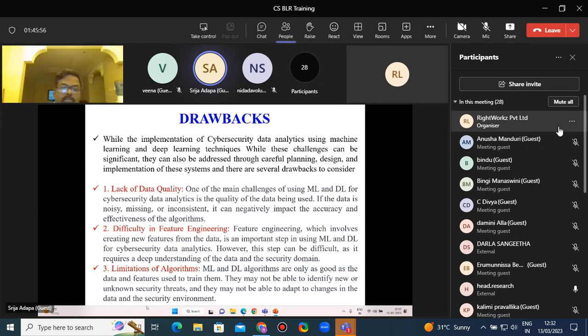Lack of quality of data. One of the main challenges of using machine and deep learning for cybersecurity data analytics is the quality of data being used. Next one is difficulty in feature engineering. Feature engineering, which involves creating new features from data, is an important step when using ML and DL for cybersecurity data analytics.